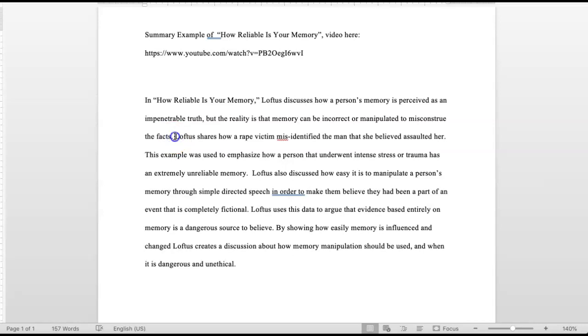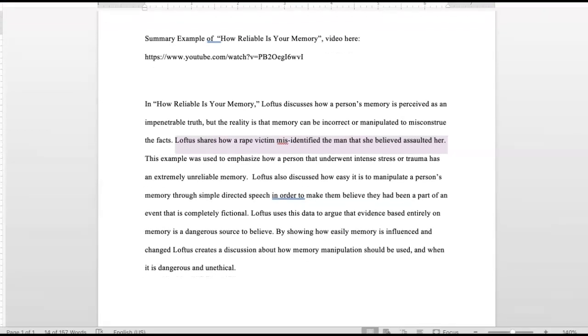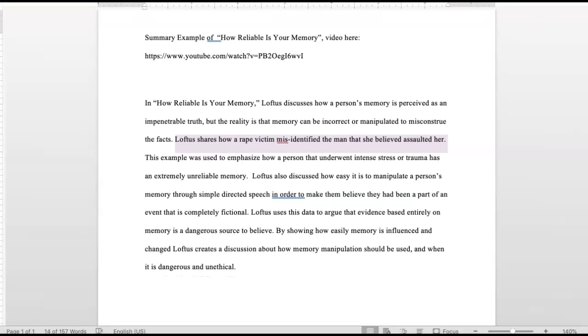It says here, Loftus shares how a rape victim misidentified a man that she believed assaulted her. That's one thing. And let me see if I can go ahead and highlight this if it'll let me. It won't let me right now. Okay. So this is one point here. I'll put this in italics.